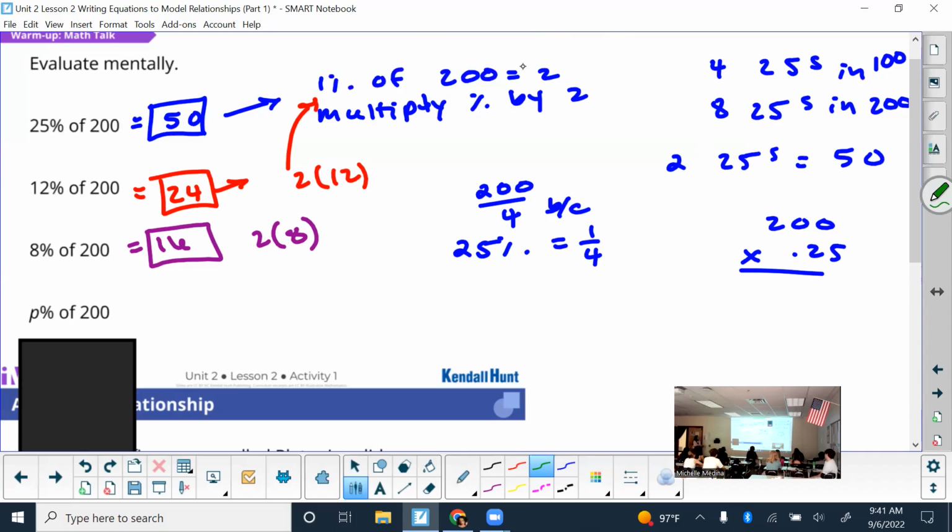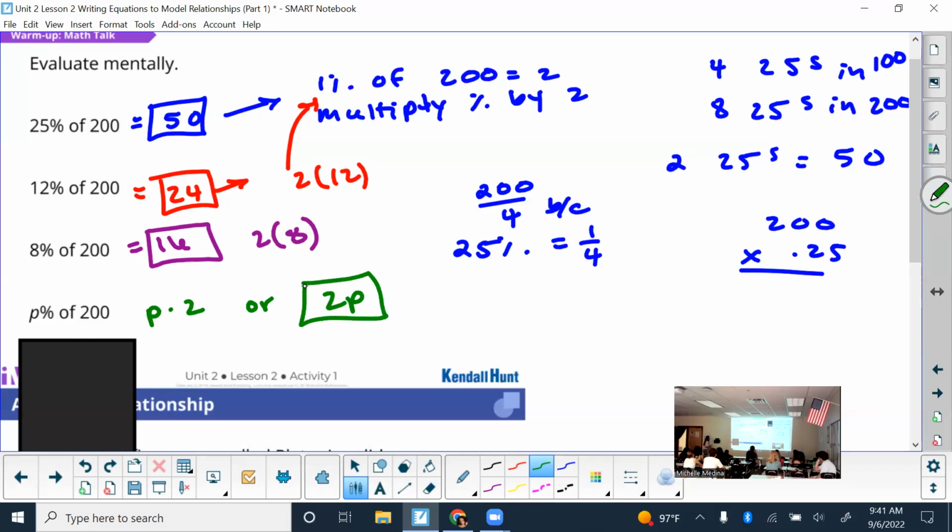The first one. So multiplying by 2, right? 2 times 25% is 50, because you know 25% of 100 is 25. So just multiply it by 2. 12 times 2 is 24. 8 times 2 is 16. So if it's P%, what's going to be my answer? P multiplied by 2. Or you can write it as 2P, which is the more popular way.